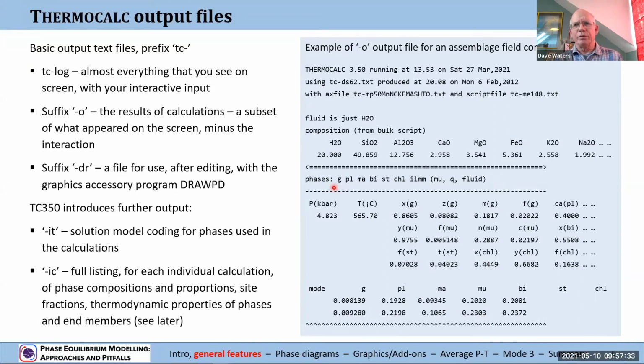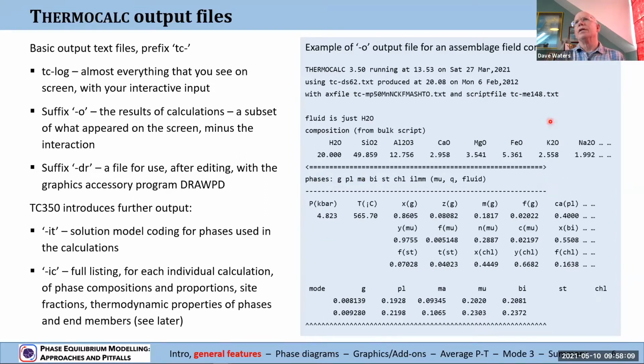And that's potentially pretty important, either for you or for anyone else who wants to reproduce your diagram, because it will give exactly the solution model codings that have been used and should reproduce the diagram for you. The IC file is a full listing for each individual calculation: phase compositions, proportions, site fractions, thermodynamic properties of phases and end members. That gives you the full list of output that you might require.